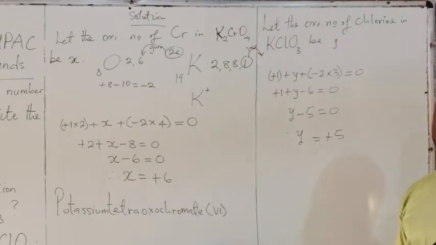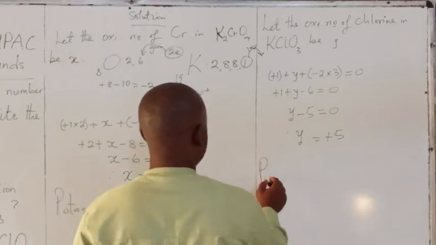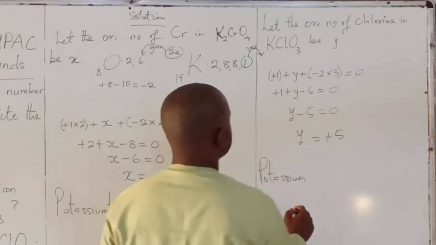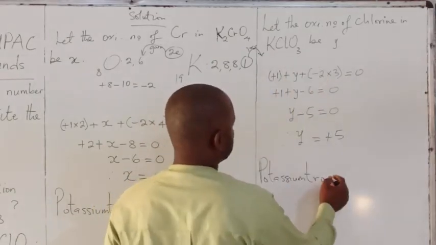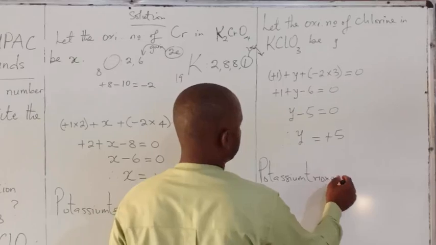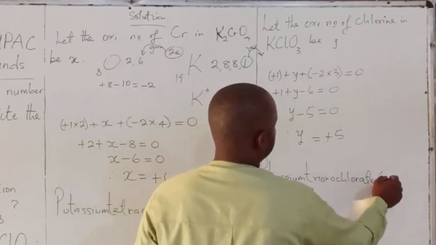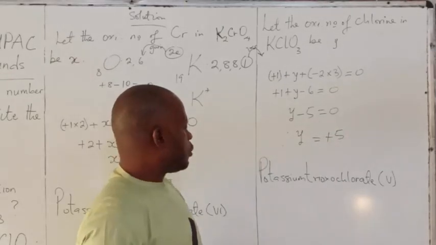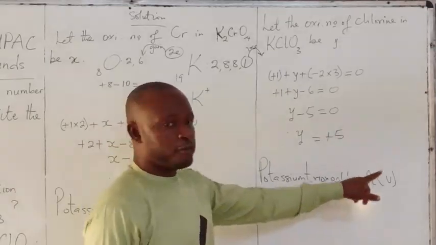What then is the IUPAC name of this inorganic compound? The IUPAC name can be written this way: potassium trioxochlorate 5. Because we have the oxidation number of chlorine here to be 5, so we have potassium trioxochlorate 5.